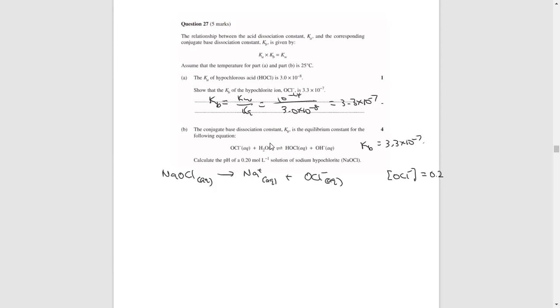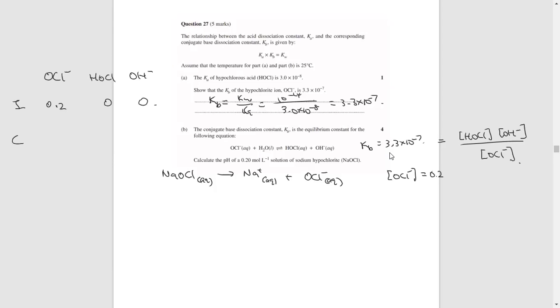Now, how much does this go across? Well, we'll have to use the Kb to work that out. So let's do our ice table. We've got OCl minus, which starts at 0.2. H2O we don't really need, because it's liquid, it's not part of our expression. So to be clear, this expression is going to be HOCl times OH minus all over OCl minus. So we will need to know the other two, and we'll assume they started off at 0.